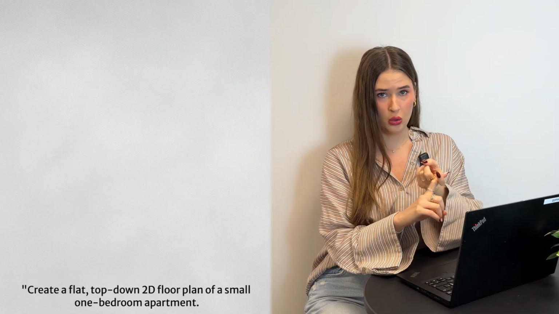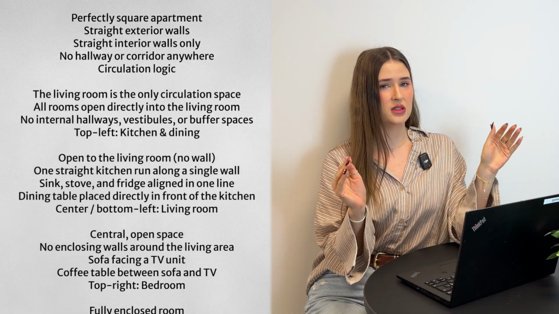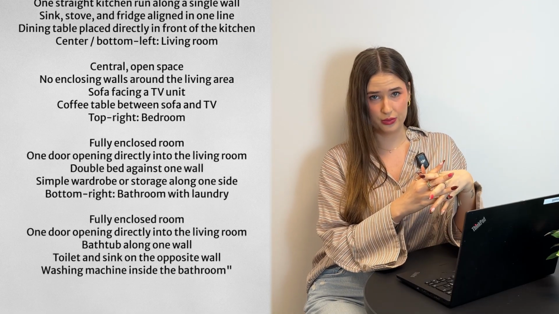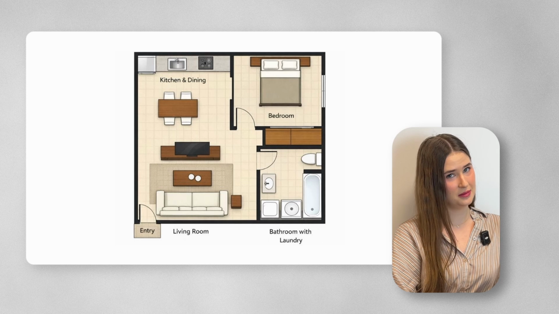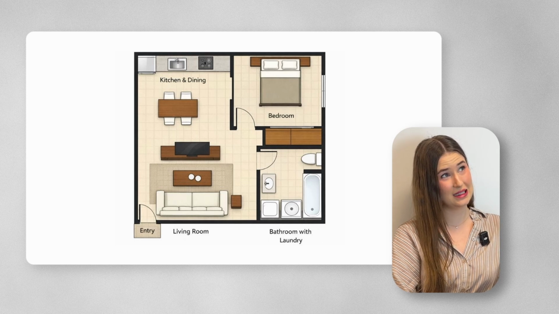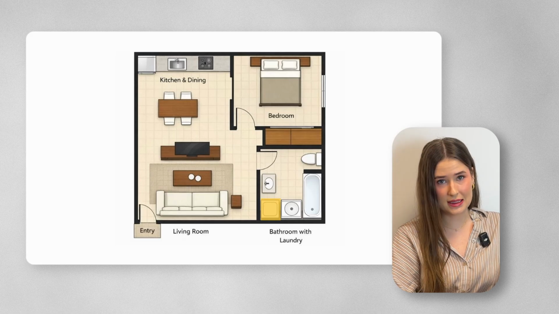Okay, so I tried again, and this time I got super specific. No hallways, straight walls only, and every room has to open directly into the living room. It took longer this time, and the results were more functional. The rooms were placed where I asked, and everything was accessible. But I still had some issues, like the laundry appliance blocked by the sink.